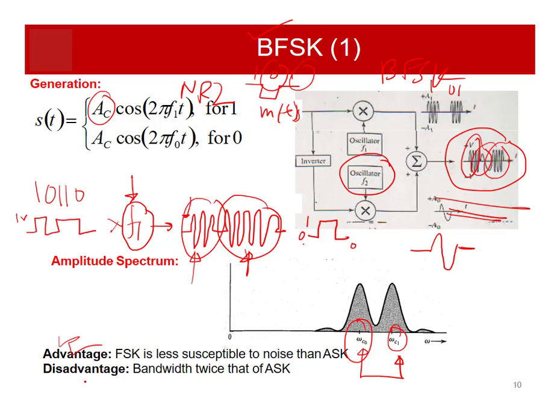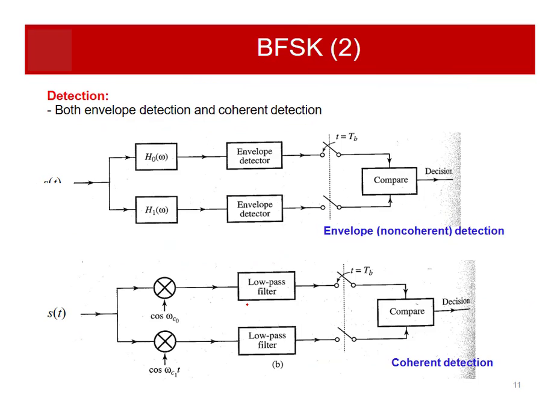And the disadvantage is, as usual, we will need more bandwidth compared to AM. So we will need twice the bandwidth. In the case of AM, we need only one carrier frequency, but in this case we need two carrier frequencies. So ultimately the bandwidth increases.